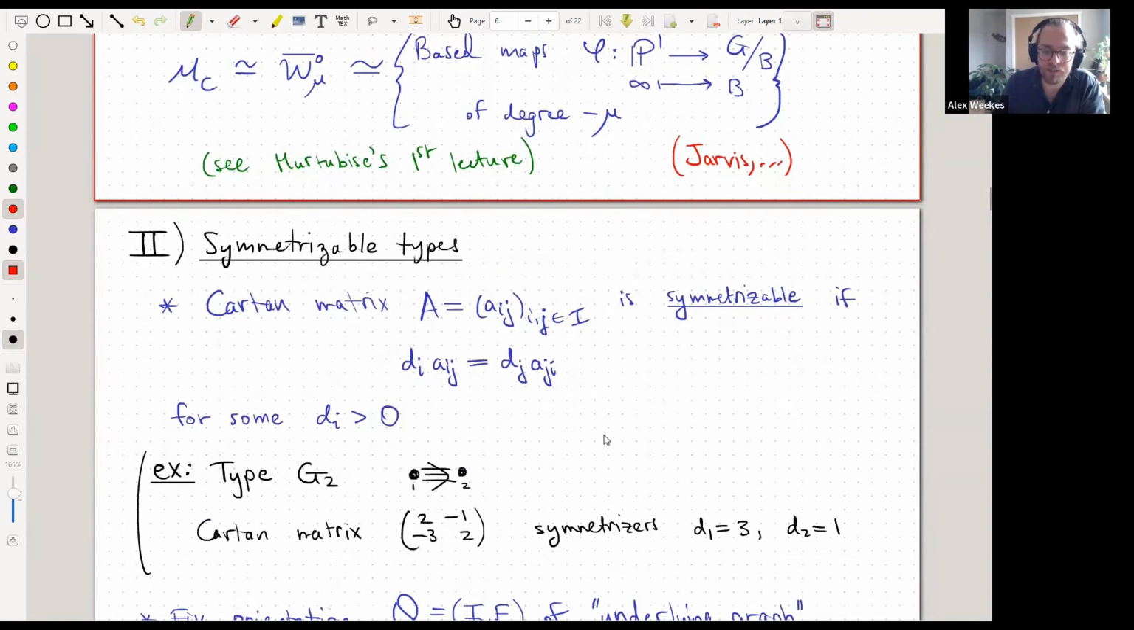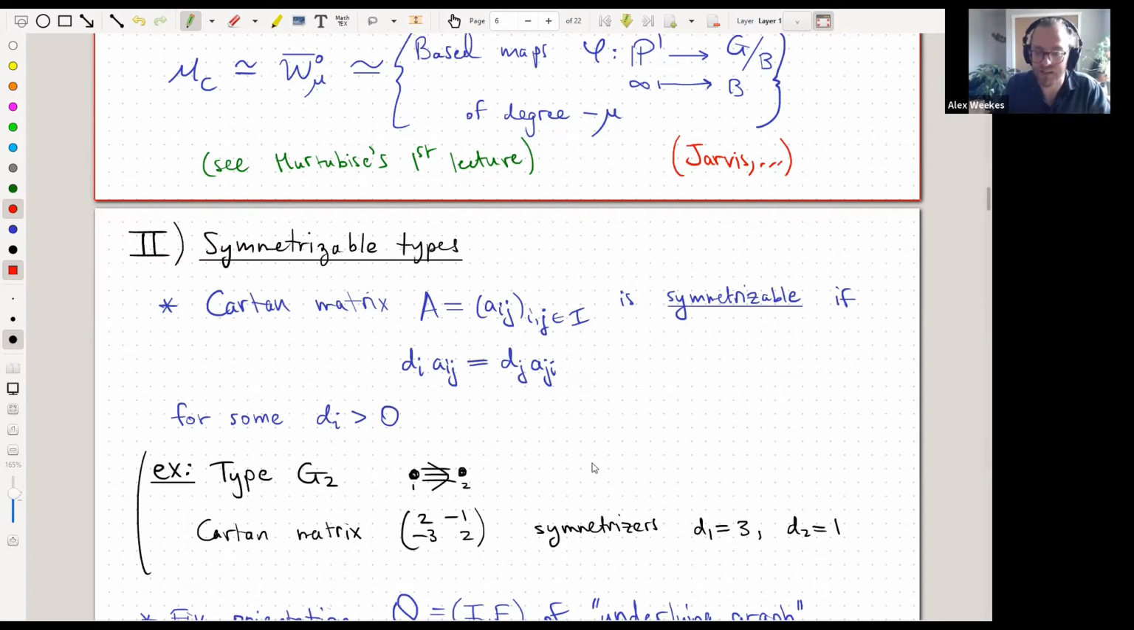I think it's probably simplest to illustrate with an example. So if we look at type G2, where the Dynkin diagram is this orientation, I always get mixed up with what the right convention is. Should it be left arrow or right arrow? But anyway, they're isomorphic, obviously. The Cartan matrix is 2, -1, -3, 2. So I claim that the symmetrizers are 3 and 1.